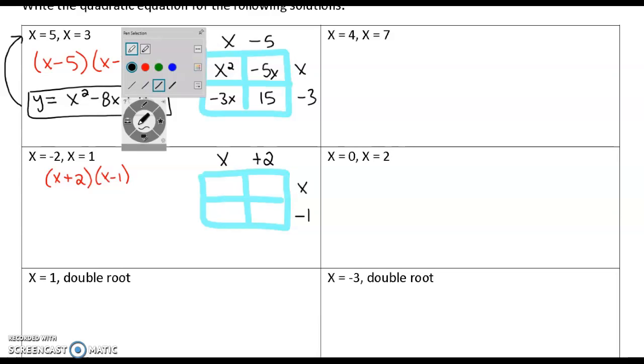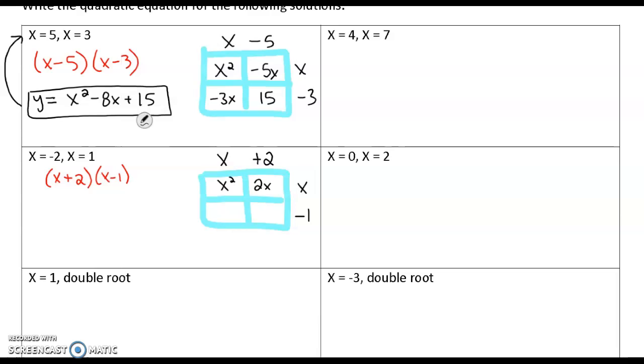Then we find the respective products. X and x will give me x squared. 2 and x will give me positive 2x. X and -1 will give me a negative x, and 2 and -1 will give me -2, which tells me the function here would be y equals x squared plus x minus 2.